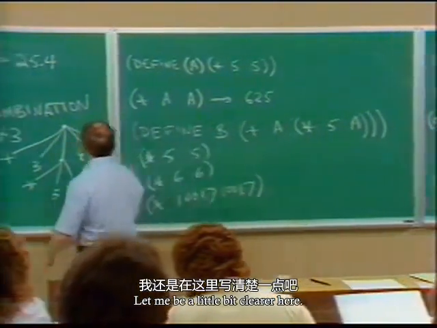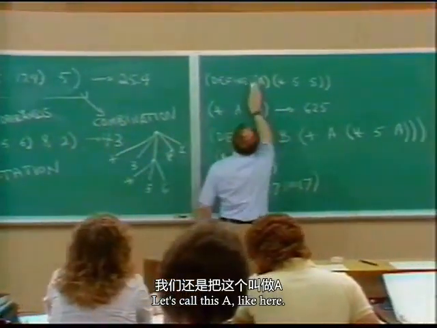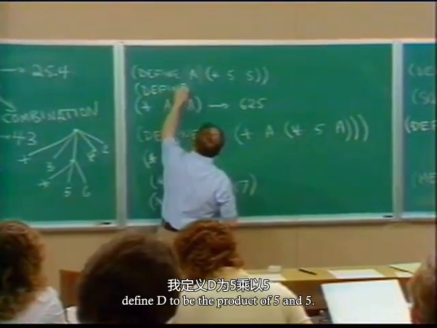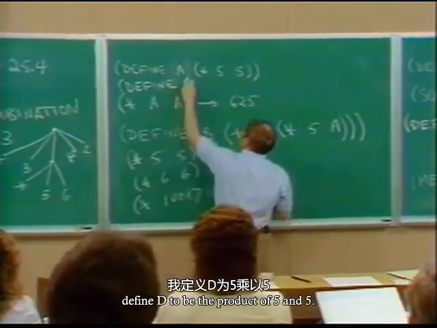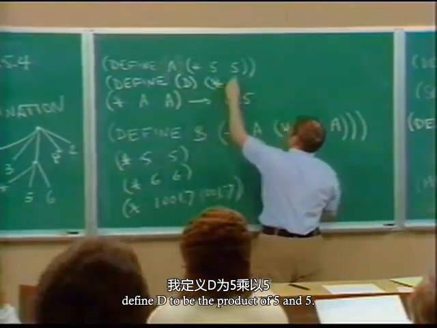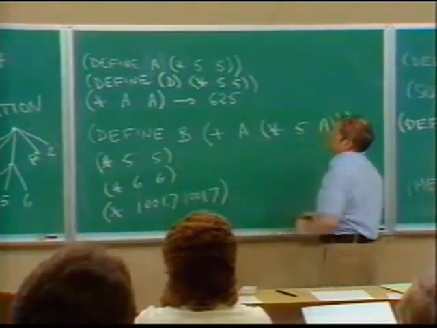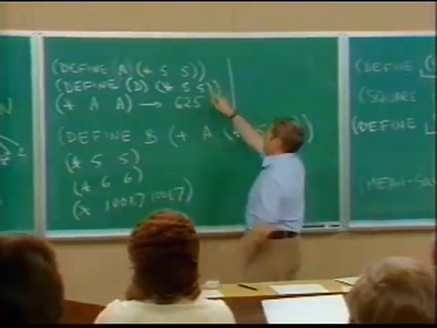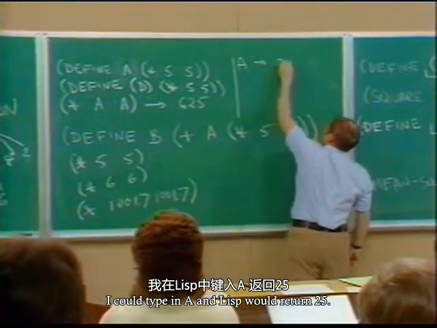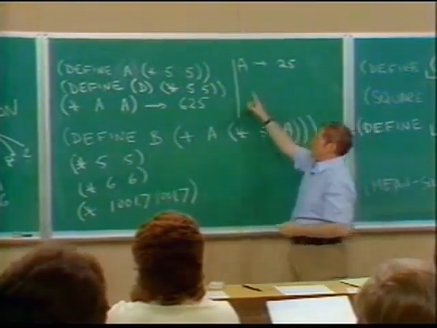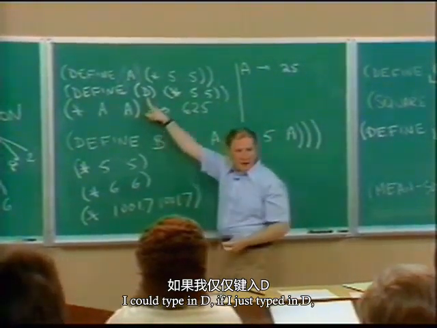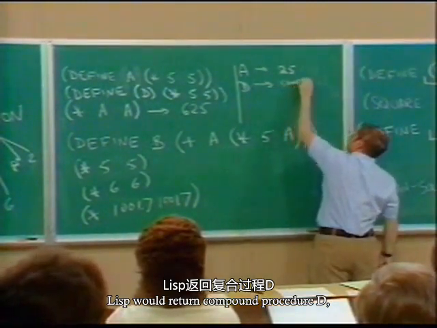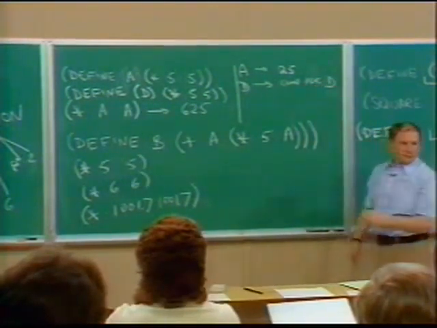Let me be a little bit clearer here. Let's call this A, like here, and pretend here, just for contrast, I wrote define D to be the product of 5 and 5. And the difference between those, let's think about interactions with the Lisp interpreter. I could type in A, and Lisp would return 25. I could type in D. If I just typed in D, Lisp would return compound procedure D, because that's what it is.